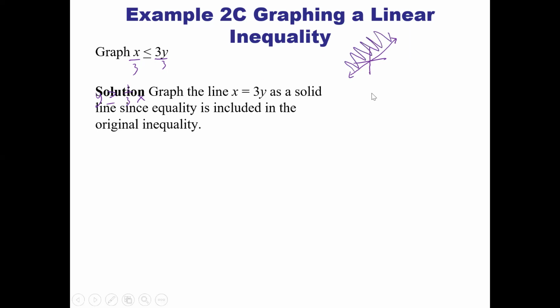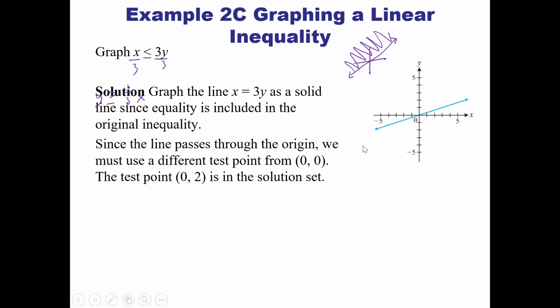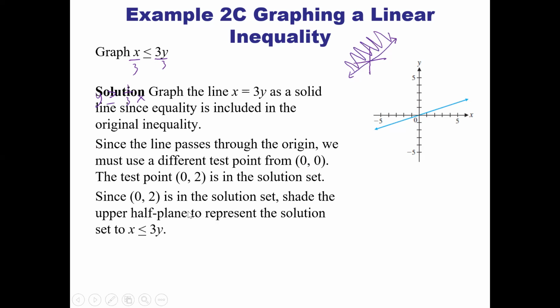So it's going to look something like this. Now, let's see how we do it this way. Well, we're going to graph it as a solid line because, again, it has that equal to in the inequality. And so that's kind of what it looks like. Again, close, not exactly. But now we're going to have to choose a point based on how we've been doing it. And so in this case, we can't use 0, 0 because it goes through that. So let's use 0, 2. Okay, so using 0, 2 is in the solution set. So we're going to shade the upper half of our plane. So 0, 2 gave us a number that was true, and so that was how we shaded it.